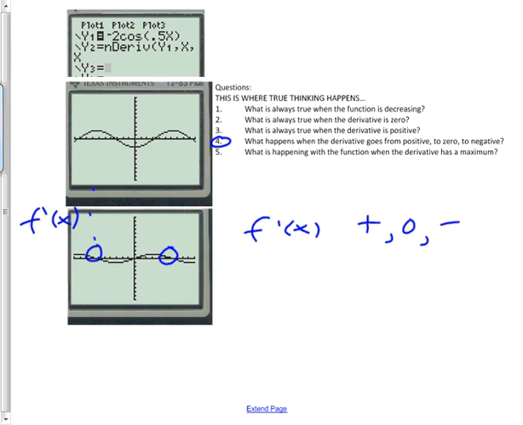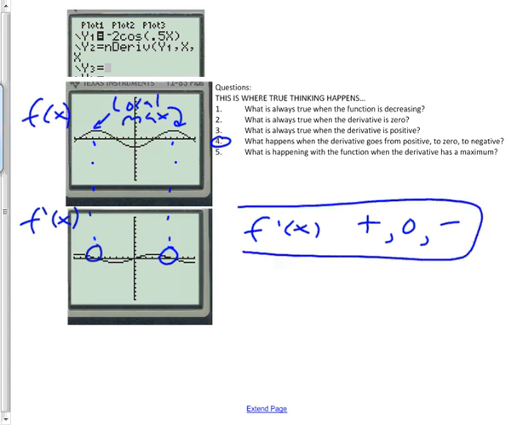And that corresponds in both cases to local maxes in my function. So when the derivative function goes from positive to 0 to negative, the function has a local max.